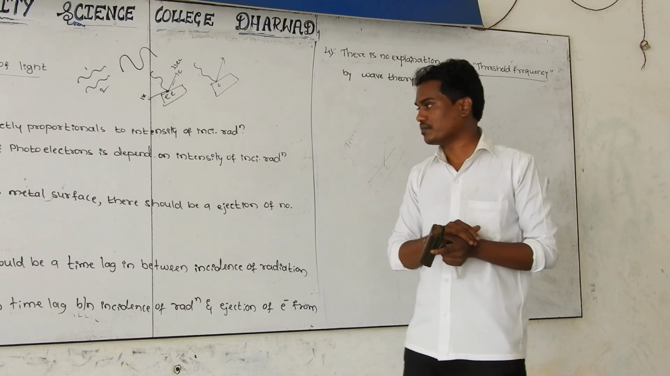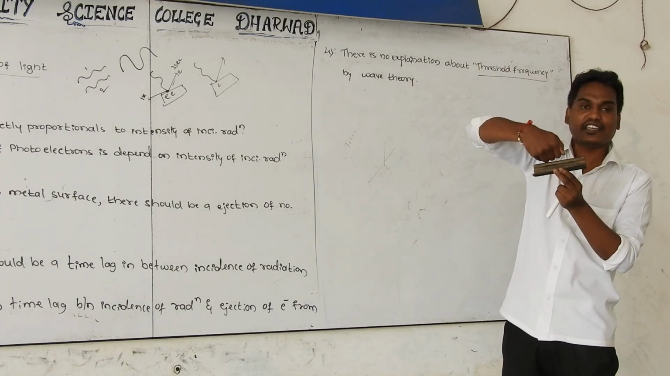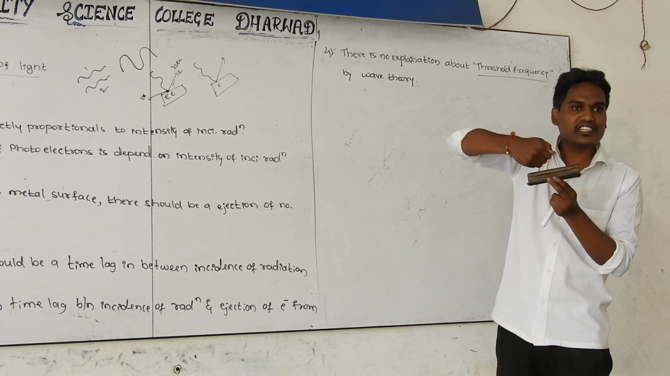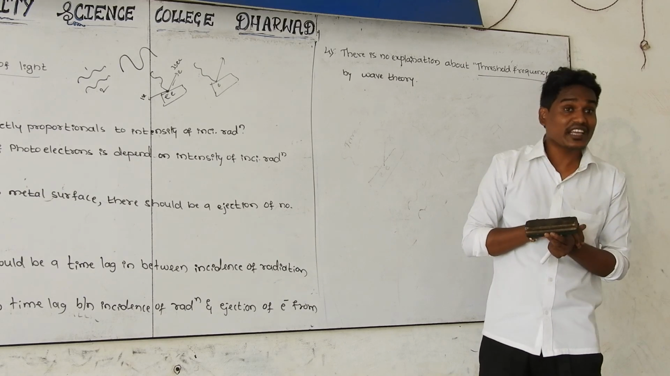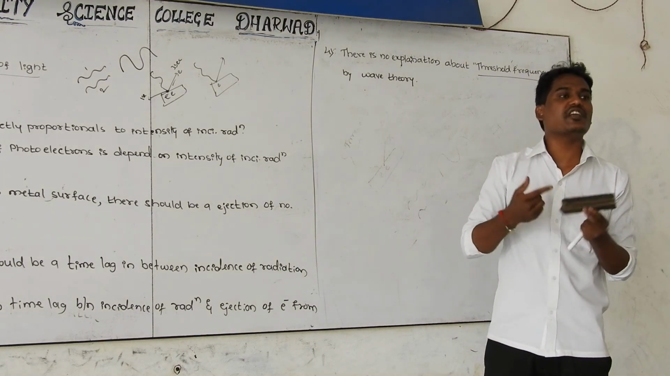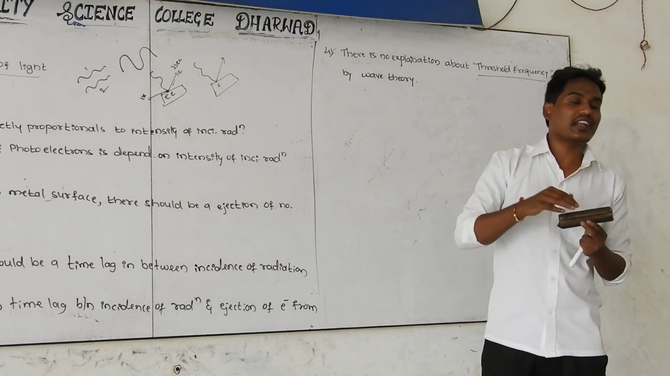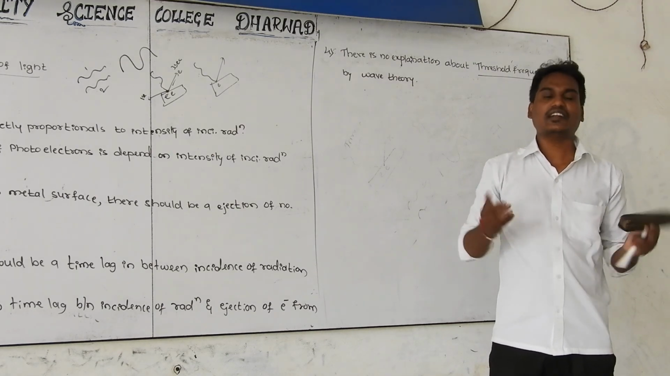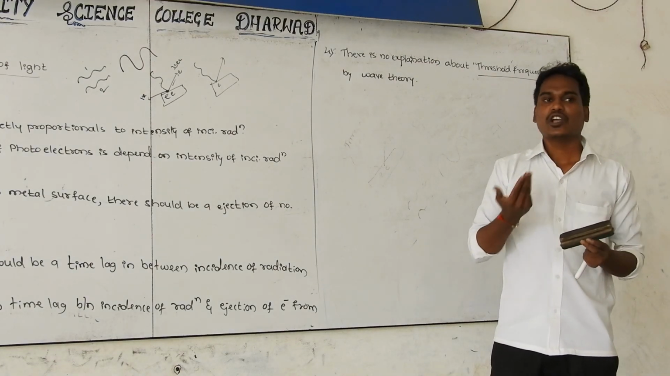And what is the second one? According to wave theory, whenever the wavefront hits the metal surface, a number of electrons are emitted from the material surface simultaneously. This is according to wave theory. But in the photoelectric experiment, or according to particle theory, it is not happening. That reason is also not explained by wave theory. That is also a failure of wave theory.